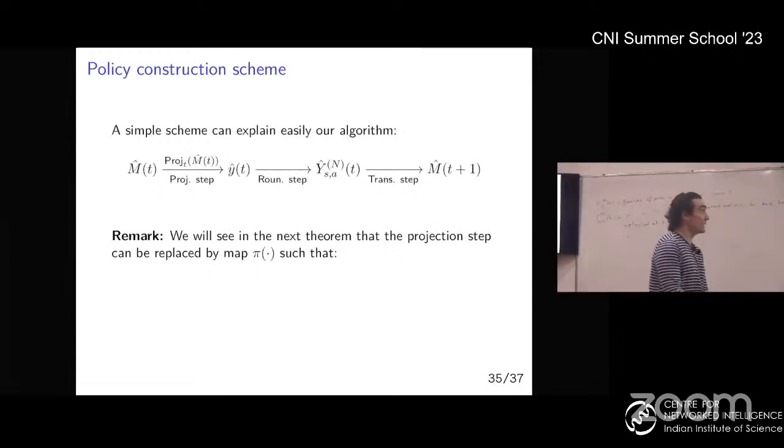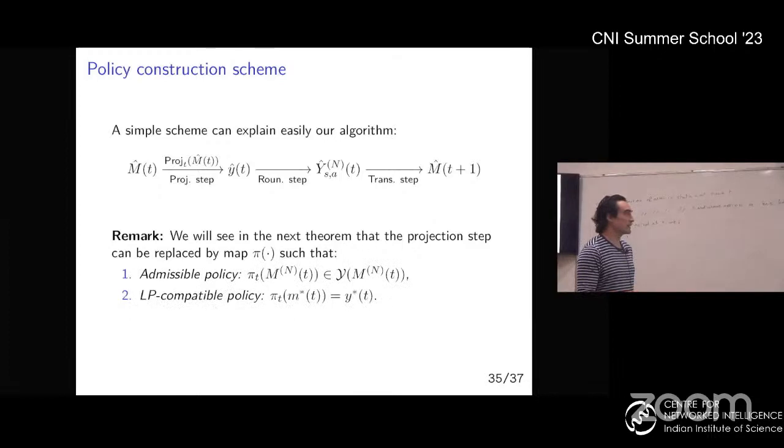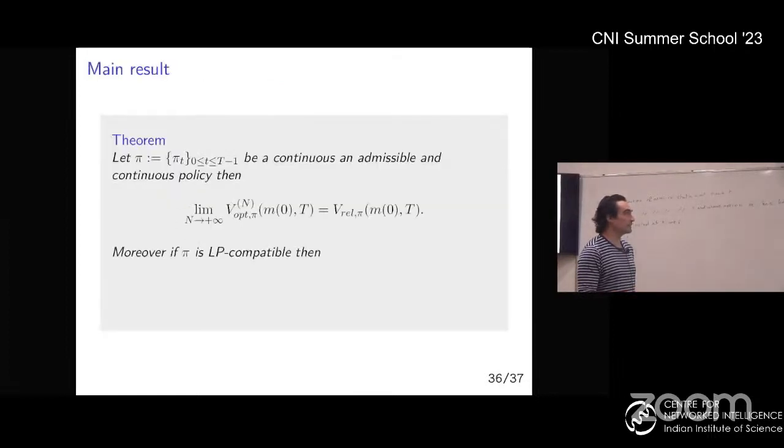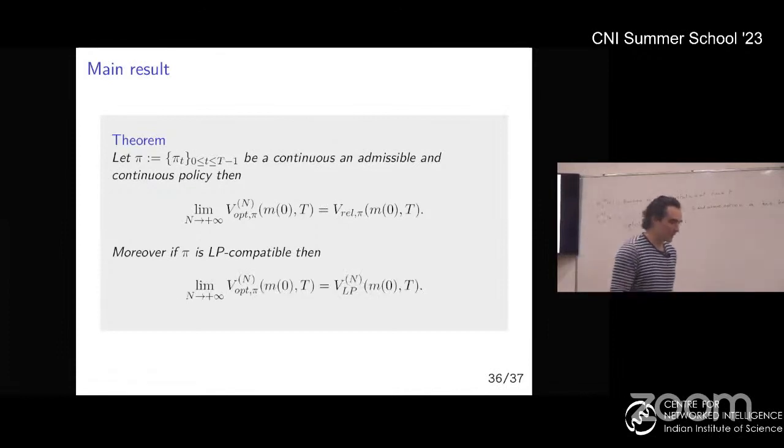And just now to finish, try to recall this part: you have an empirical distribution. You project to do the splitting. Then you have the rounding step, and then you generate your probability transition. Okay. And now what we'll prove today is that when N goes to infinity, you converge to the optimal policy.